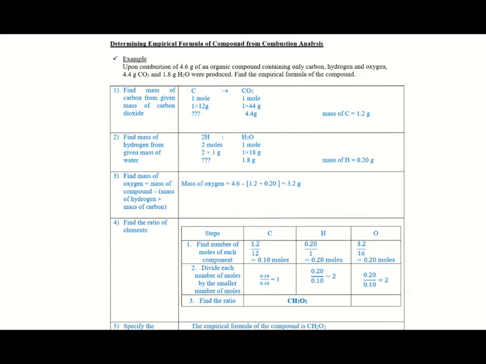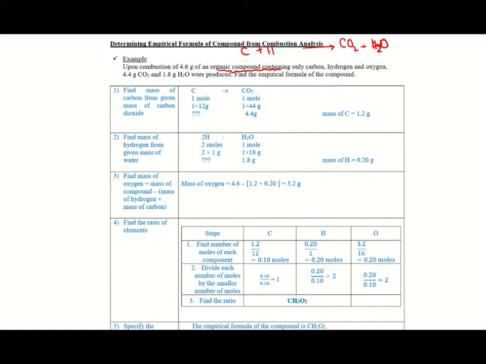In this problem, we will determine the empirical formula given the combustion analysis products. Combustion means burning in oxygen. If an organic compound burns completely in oxygen, it should give carbon dioxide and water only. If the organic compound contains carbon and hydrogen, they will react with oxygen, giving carbon dioxide and water.